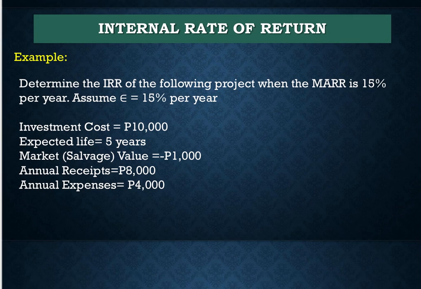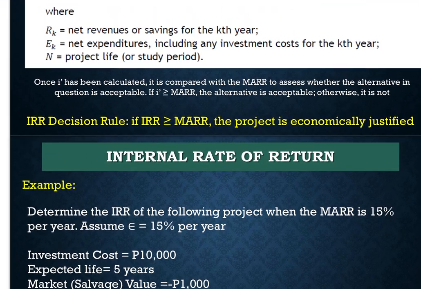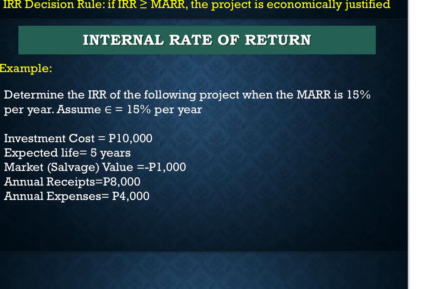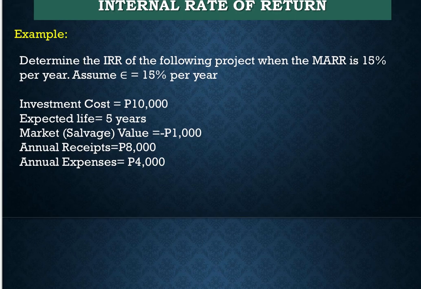Determine the IRR of the following project when the MARR is 15% per year. Assume that the MARR would be 15% per year. Let's first draw a cash flow diagram. How many years are involved? 1, 2, 3, 4, 5. And then our investment cost is $10,000.